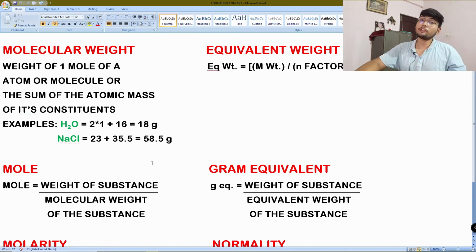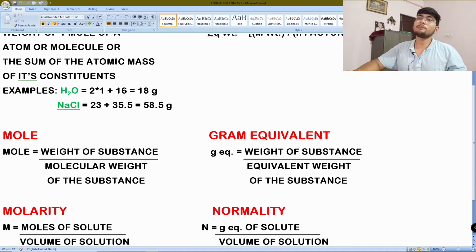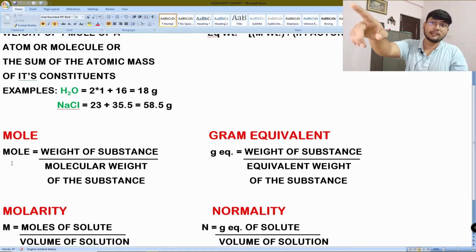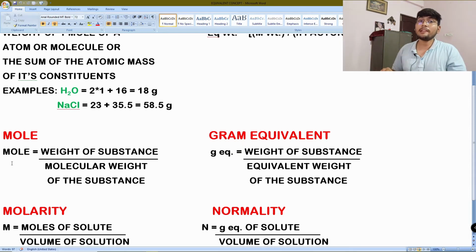Now let us see what is mole and gram equivalent. The basic formula of mole is that mole is equal to the weight of the substance which you are taking divided by the molecular weight of that substance. For example, I am taking water. If you have taken 9 grams of water, you will place 9 grams in place of weight of substance and divide it by 18. So what will you get? You will get 1 by 2, or 0.5 moles.